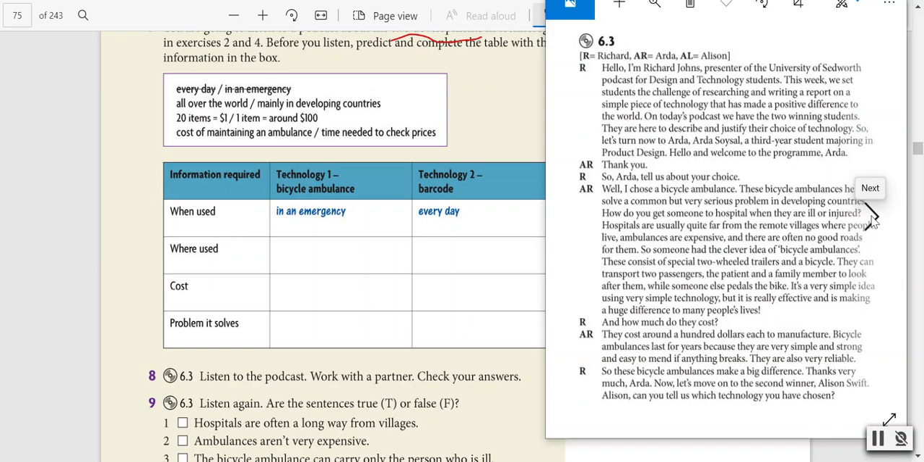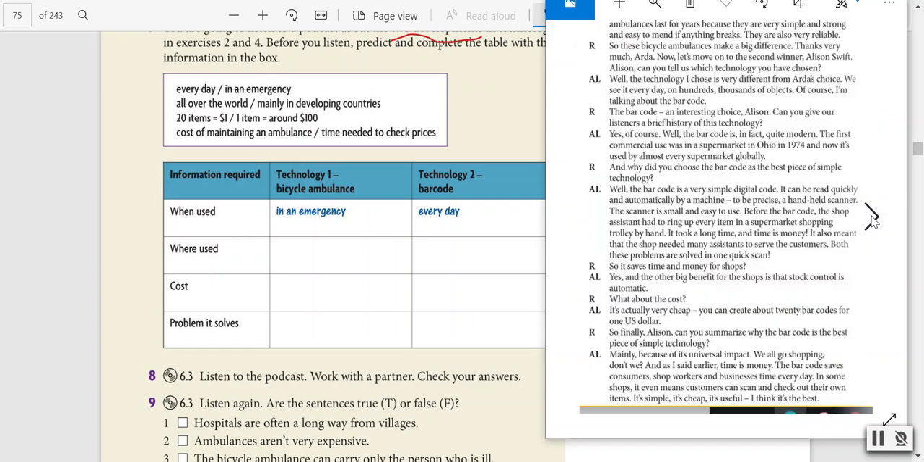Alison, can you tell us which technology you have chosen? Well, the technology I chose is very different from Ada's choice. We see it every day on hundreds, thousands of objects. Of course, I'm talking about the barcode. The barcode? An interesting choice, Alison. Can you give our listeners a brief history of this technology? Yes, of course. Well, the barcode is, in fact, quite modern. The first commercial use was in a supermarket in Ohio in 1974, and now it's used by almost every supermarket globally.